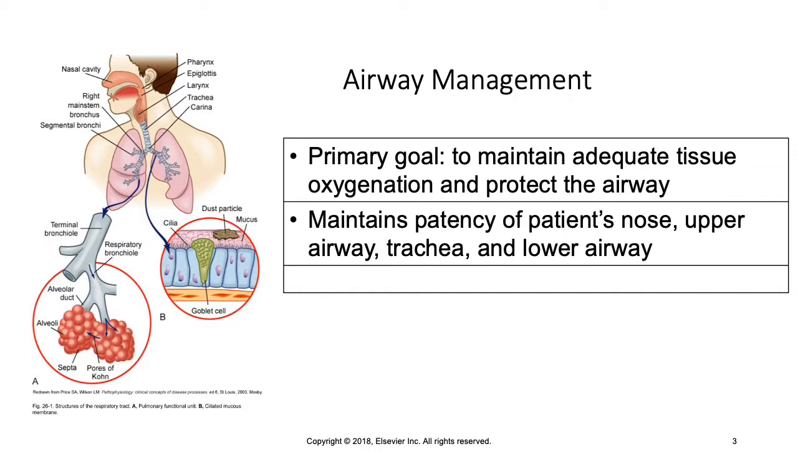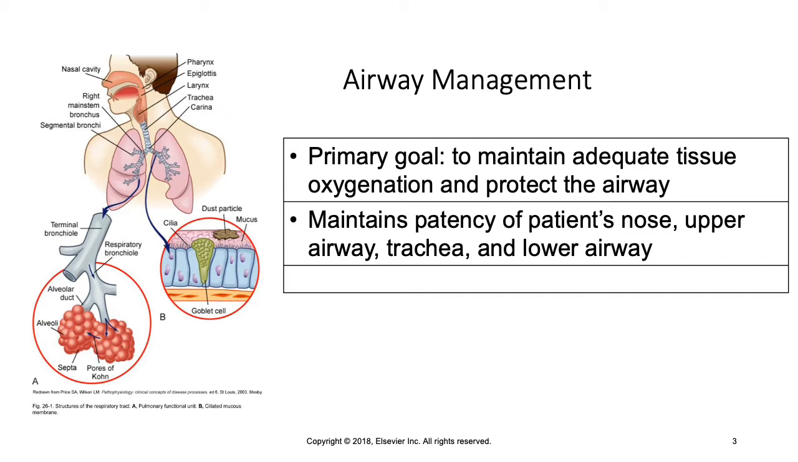We will begin with a review of the structures of the respiratory system. If you take a look at this slide, you will see an image on the left-hand side of the upper respiratory tract and the lower respiratory tract. The upper respiratory tract includes the nose, the mouth, the pharynx, the epiglottis, the larynx, and the trachea, while the lower respiratory tract includes the bronchi, bronchioles, alveolar ducts, and alveoli.